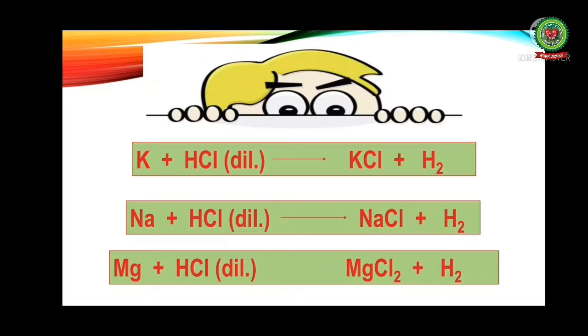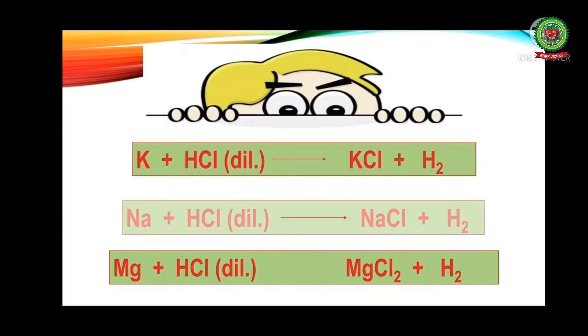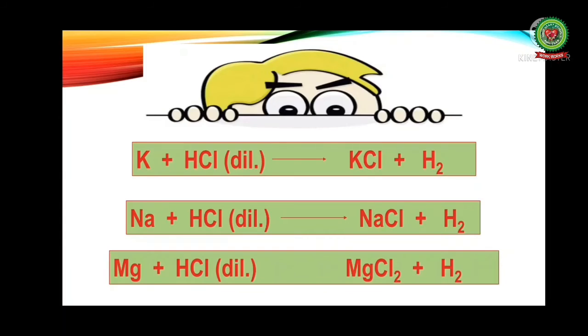For example, potassium reacts with hydrochloric acid to produce potassium chloride and hydrogen gas. Similarly, sodium and magnesium also react with dilute hydrochloric acid to produce hydrogen gas.